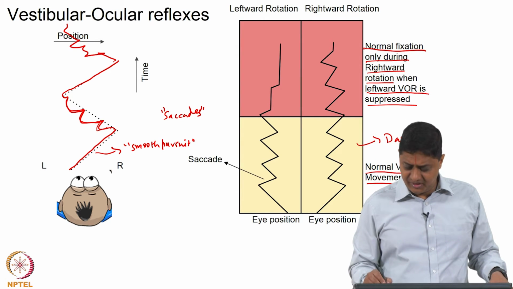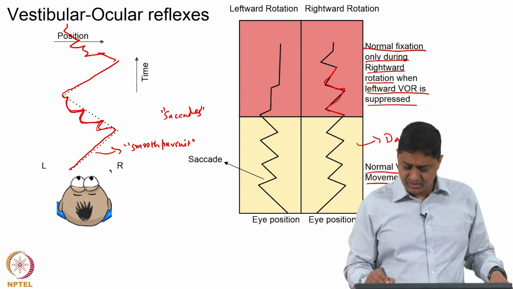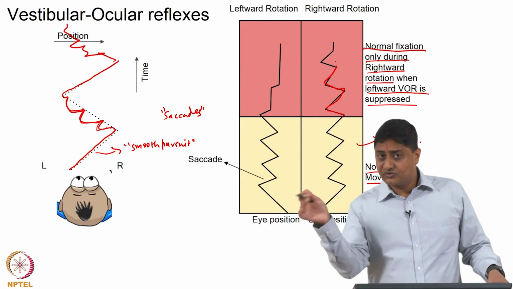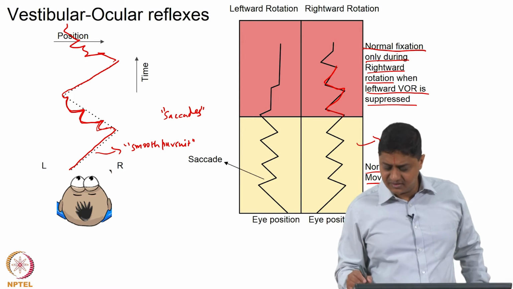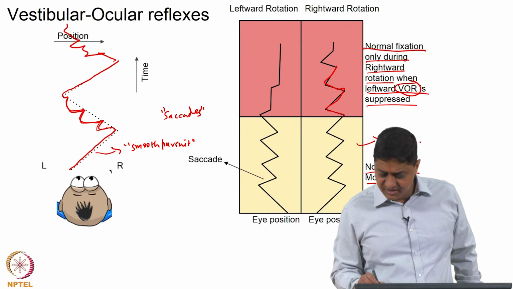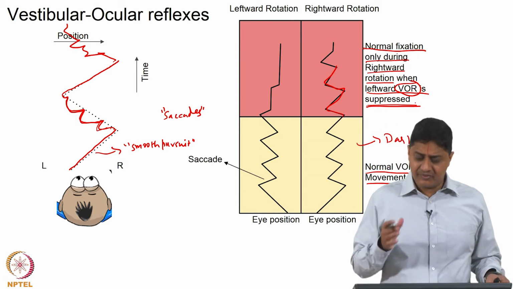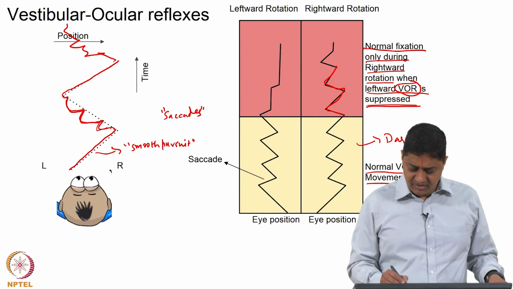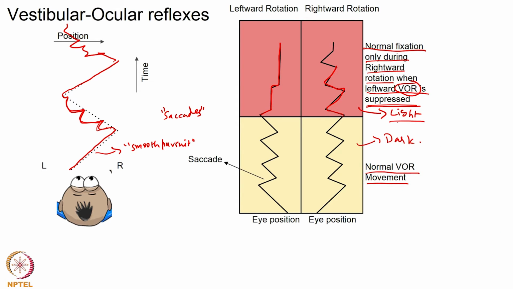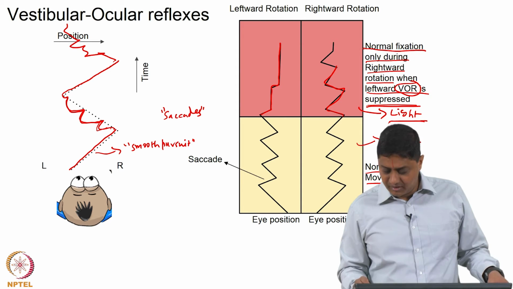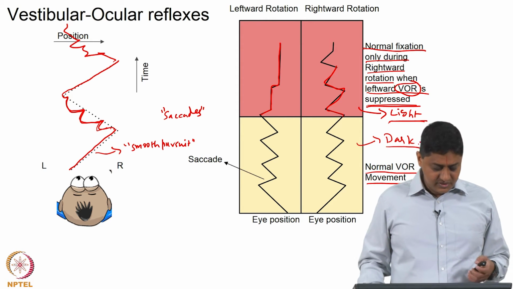Actually, this is happening through saccades. So, you fixate through saccades. What happens in this case is that the vestibular ocular reflex is suppressed for a brief time, but that is not possible during the left side rotation, leading to specific deficits. Note that this happens only when the person has to do it in the presence of light, but not in the dark.